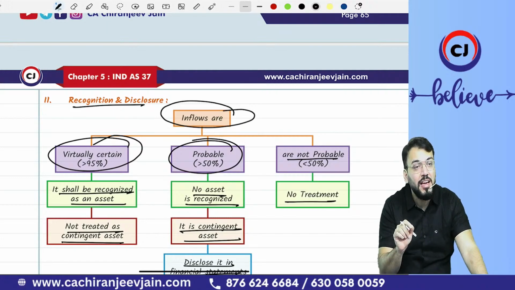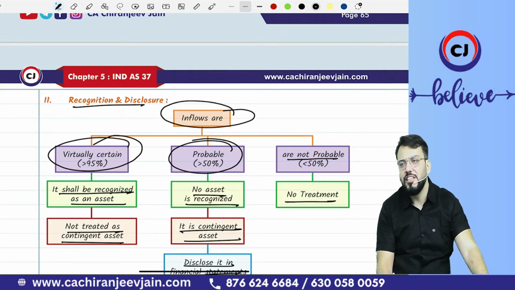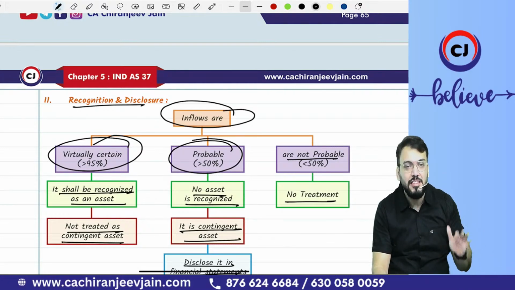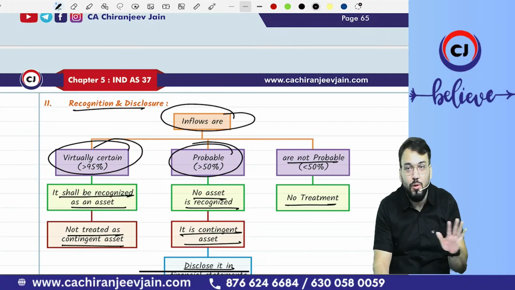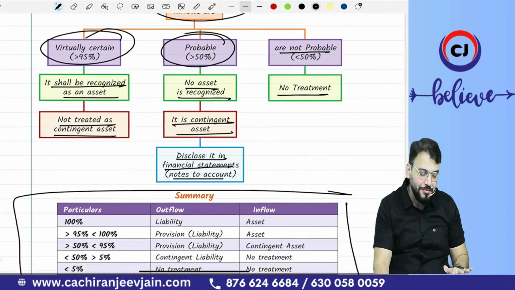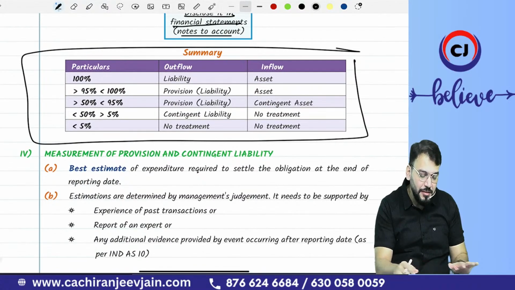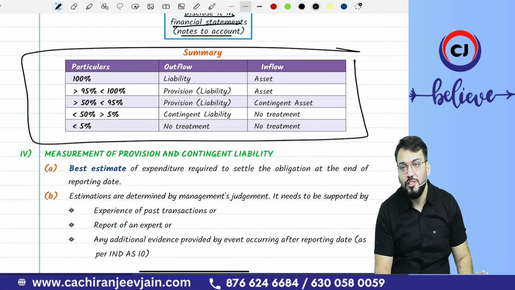Only we will disclose it where? In financial statement, means in notes to financial statement. But if it is not probable, then no accounting treatment. Correct? This much we have done. I hope up to this, no doubt.